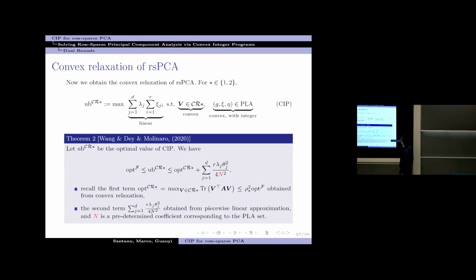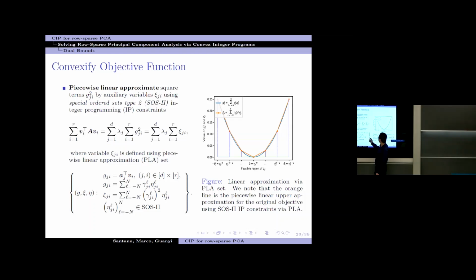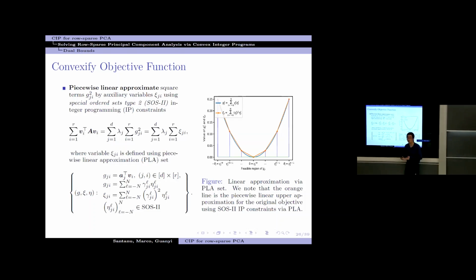Okay, let's move on. Now if we combine these two techniques together, we obtain a convex relaxation of the original sparse PCA problem, and we call it the convex integer programming, because the SOS type 2 constraint requires additional integer variables, I mean binary variables, to formulate these piecewise linear terms.